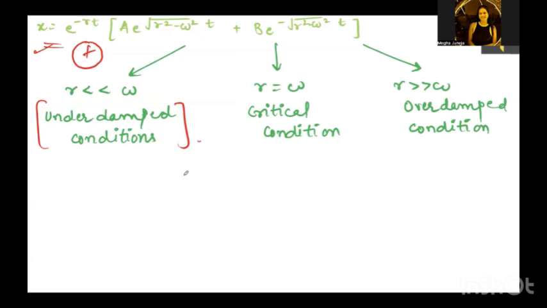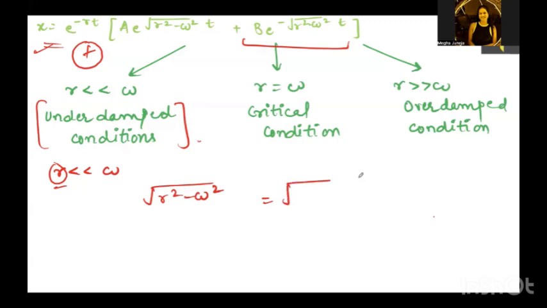Okay. So now in this case, what we know is that r is very, very less than omega, the root of r square minus omega square. Okay. So can we write under root of r square minus omega square like this, under root of negative of omega square minus r square? It is the same thing, correct?